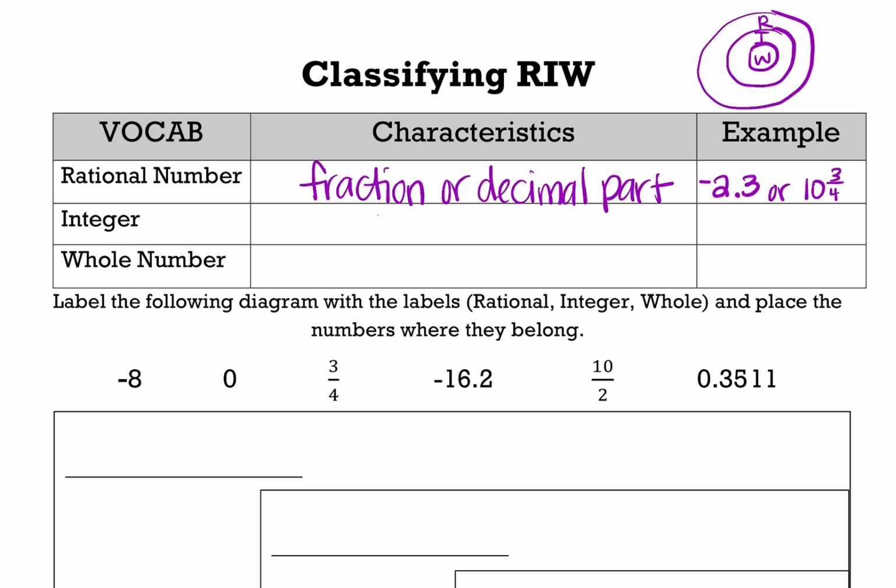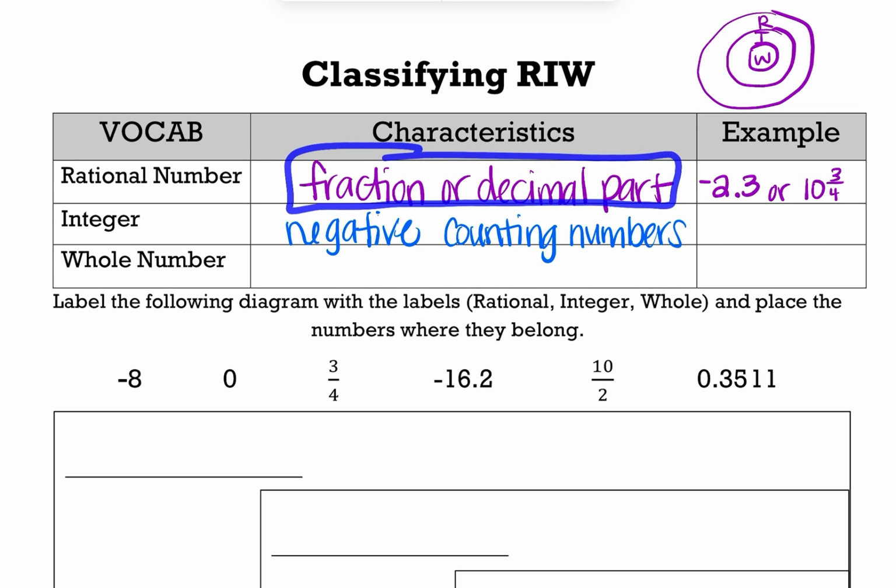All right, our next topic is going to be integers. In order to be an integer, we will have a negative. Not only are they negative, but they have no fraction or decimal part. So they have to be negative counting numbers. So -1, -2, -3, -478. Again, no fractions or decimals in this section because all the fractions and decimals live in rational.